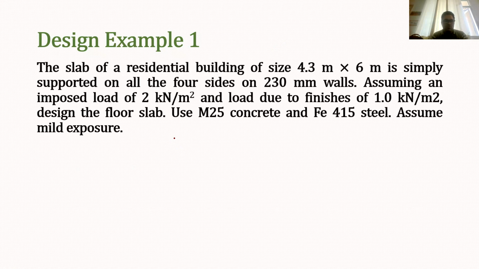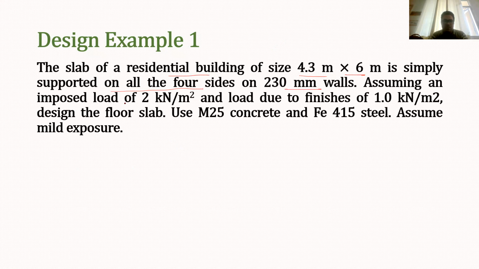Hello, welcome back. So now in this part, we will solve a design example based on the two-way slab. This is the problem that we are going to solve. The slab of a residential building of size 4.3 meter by 6 meter is simply supported on all the four sides on 230 walls.